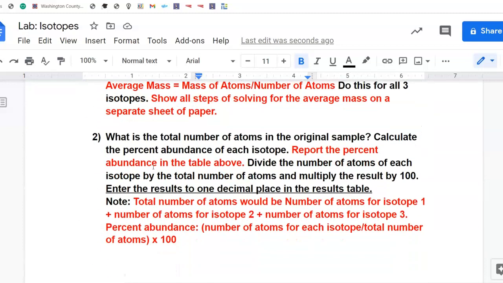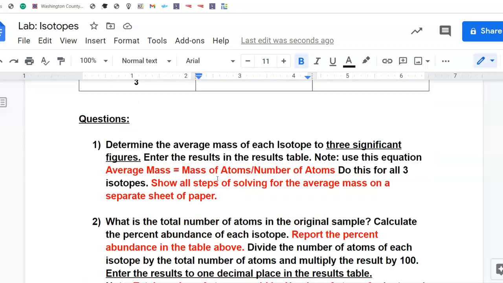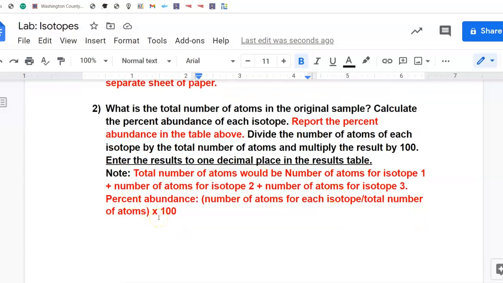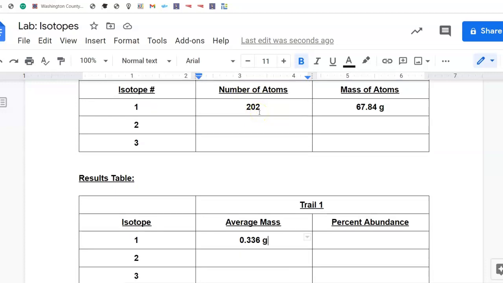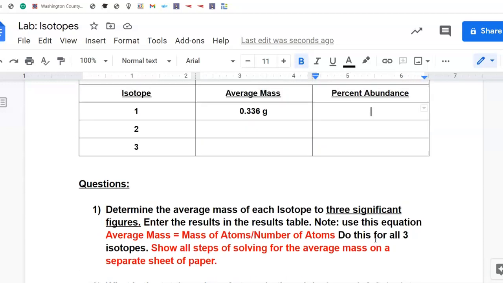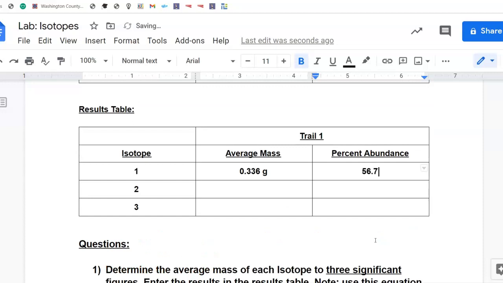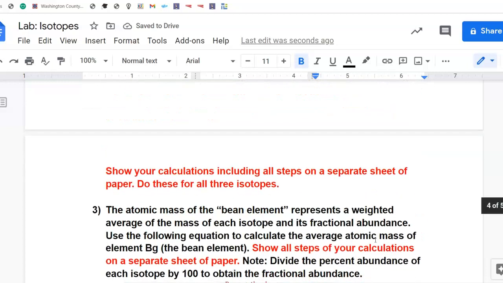To find your percent abundance, you're going to take the number of atoms for each isotope, divide that by the total number of atoms, and then multiply by 100. For example, for this one right here, you would do 202 divided by 356 and then times 100. You should get 56.74%. That would be your percent abundance for the black beans.